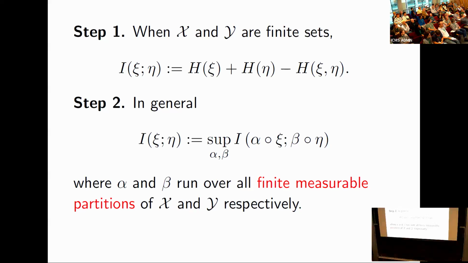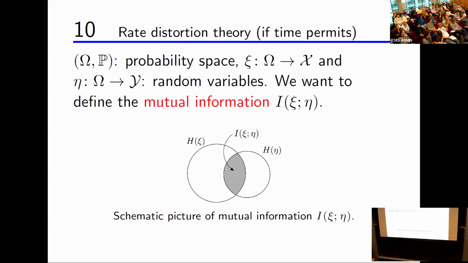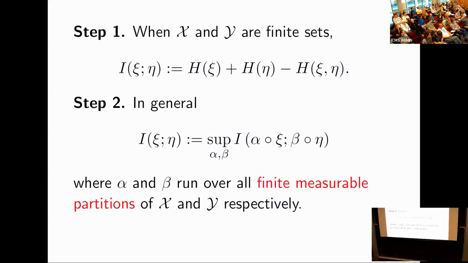The definition requires 2 steps. First, we assume that xi takes values in the space X, and eta takes values in Y. And in step 1, we assume that these spaces are finite sets. Then we can simply define the mutual information this way. It is the sum of the Shannon entropy of xi and the Shannon entropy of eta, minus the Shannon entropy of the joint distribution of xi and eta.